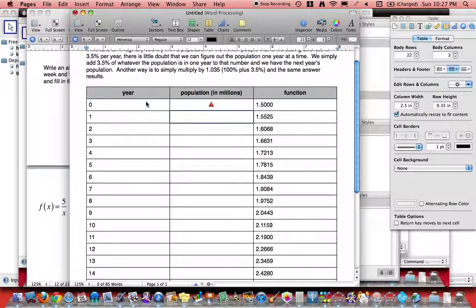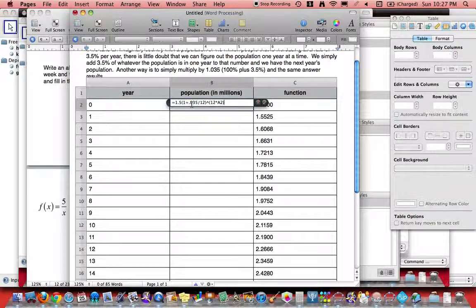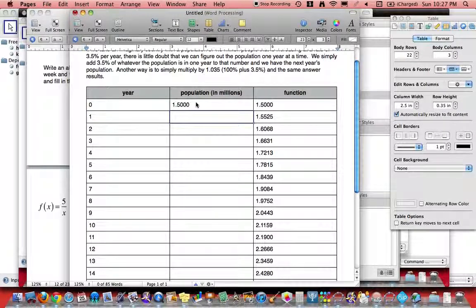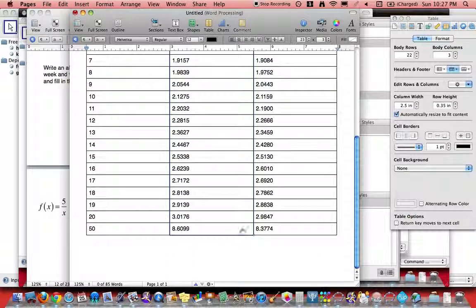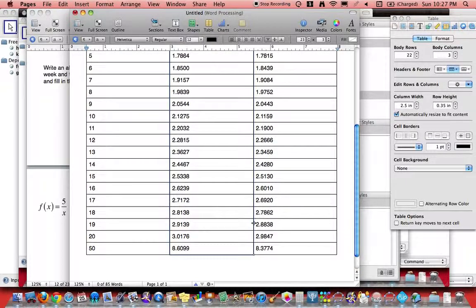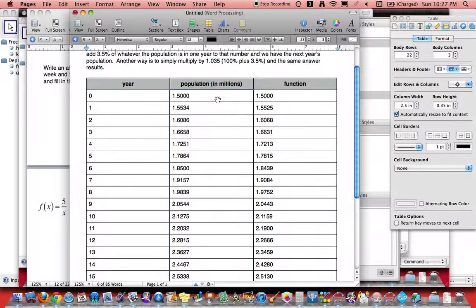And again, well, something went wrong there. 1.5, oops, I forgot the little times sign in there. That should do it. Okay, so what happens when I take that function and I drag it down? It's pretty close, okay? You can see it's a little bit more, okay, but not very, very different.